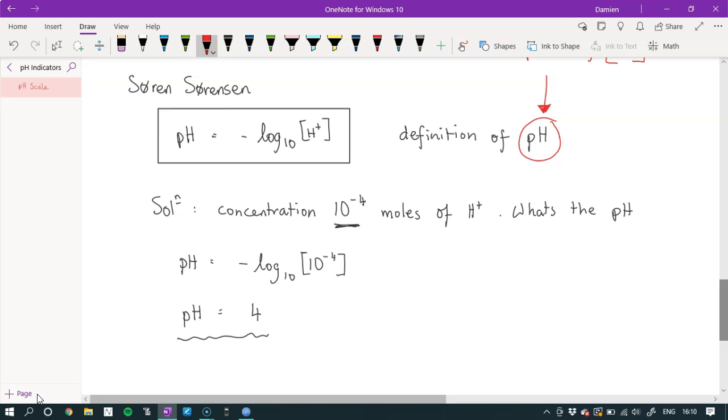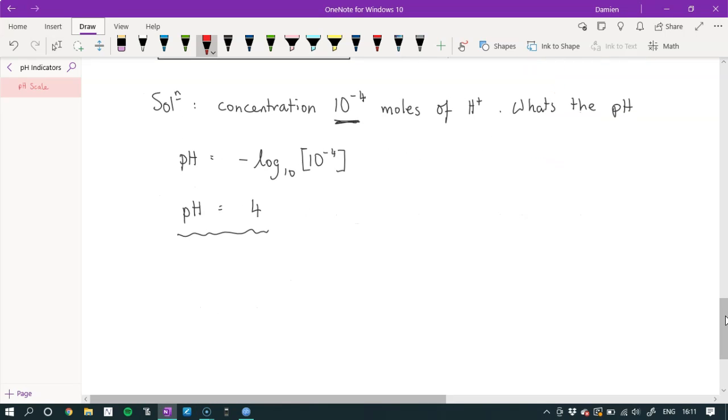Let's take another example. So we say that's example 1. Let's have a look at example 2. So in this one, let's say we want to calculate the pH, and let's say the hydrogen ion concentration is 7.1 multiplied by 10 to the minus 7. And it will give units then, which is moles per litre.